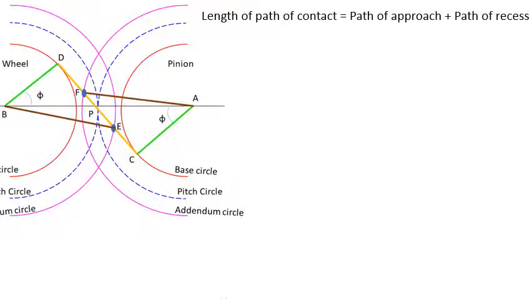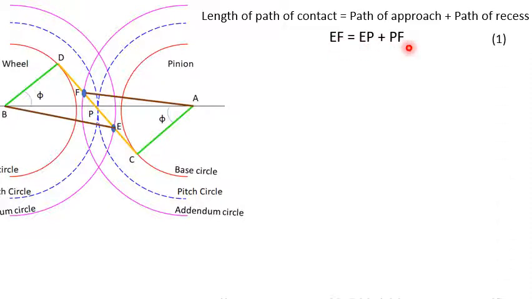So next is the length of a path of contact. In this diagram, EF represents the length of path of contact, and it is a sum of length of path of approach and length of path of recess. Therefore, from the diagram, EF is the length of path of contact, EP is the path of approach, and PF is the path of recess. So next we have to find the equation for each term. So what is EP, what is PF?